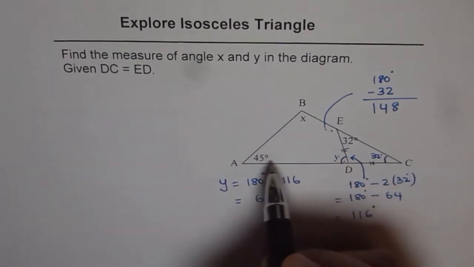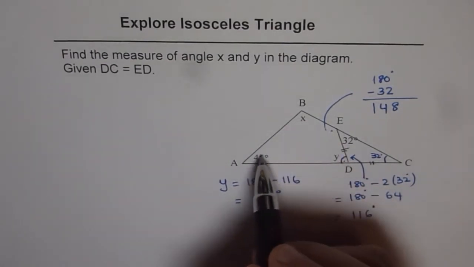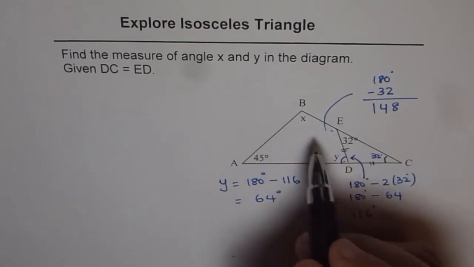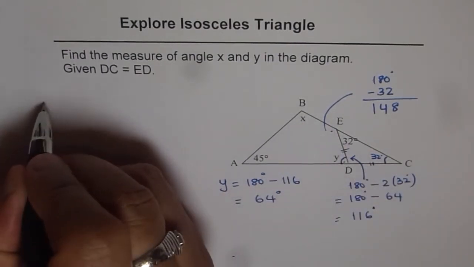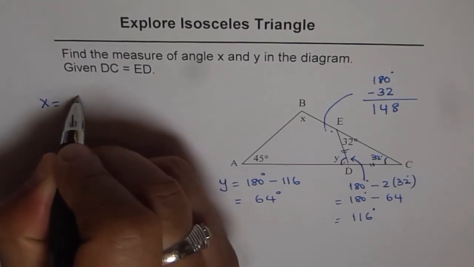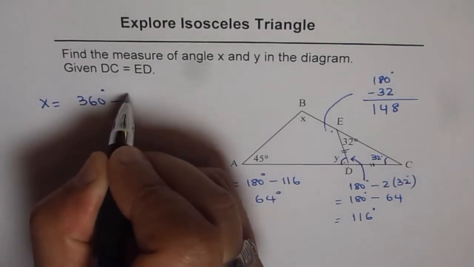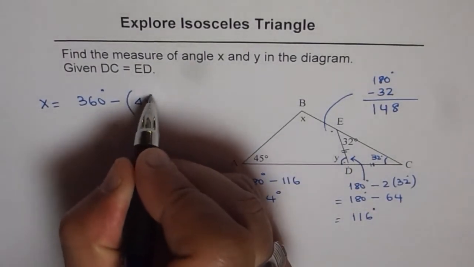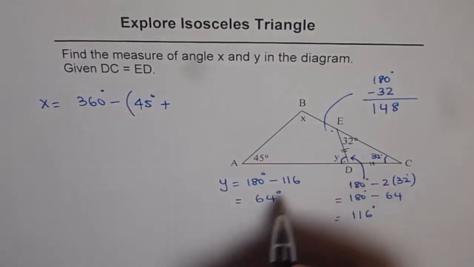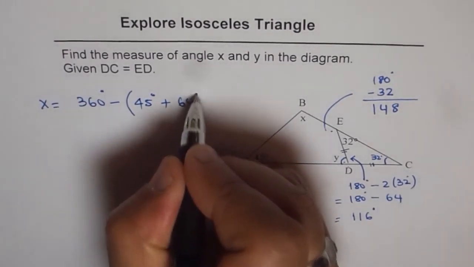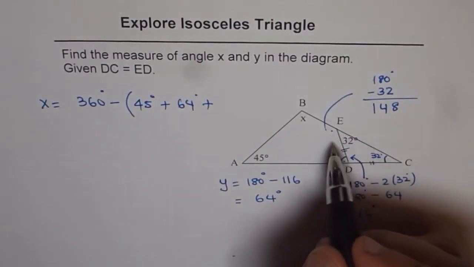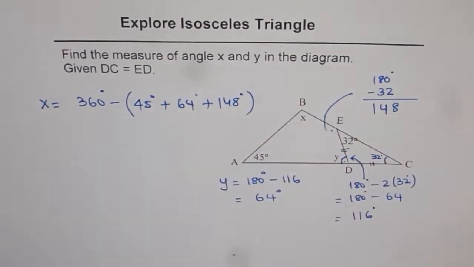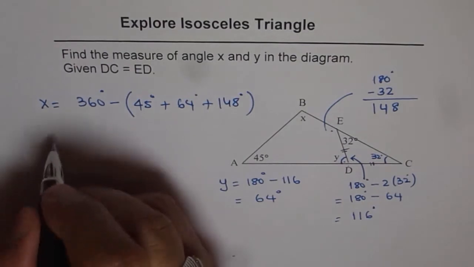What should be the sum of these four angles? This is kind of two triangles, right? Two triangles means 2 times 180, or 360, right? So angle B, or x, is equal to 360 degrees minus the sum of all these angles. These angles are 45 degrees, plus y, which we found as 64 degrees, plus we found E as 148 degrees. So that is what x is. Let's figure it out.